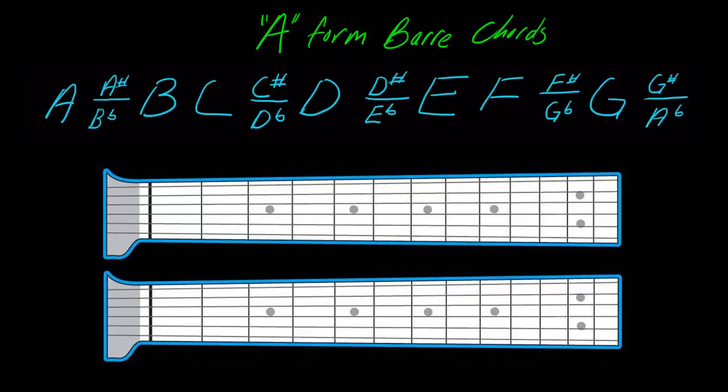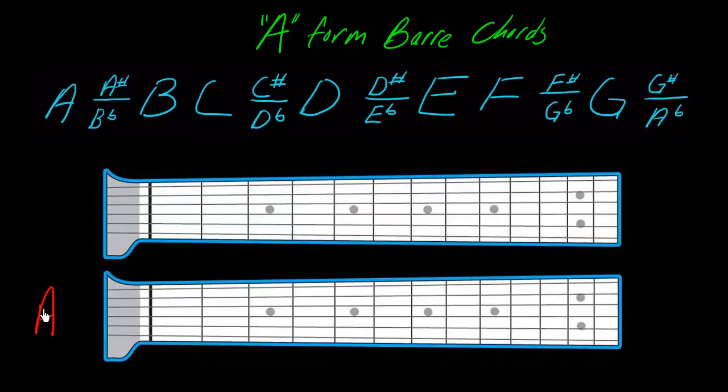Now that you understand how bar chords work, we're going to look at the other common form that is used, which is the A form. So the A form is based off the open A chord shape, which I will put here. This is an A major chord.